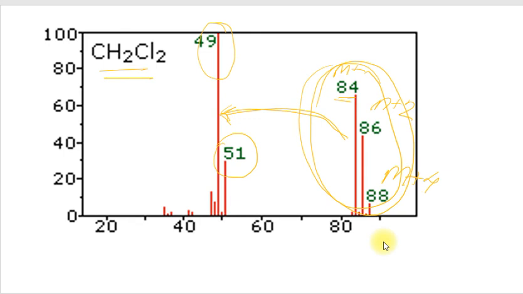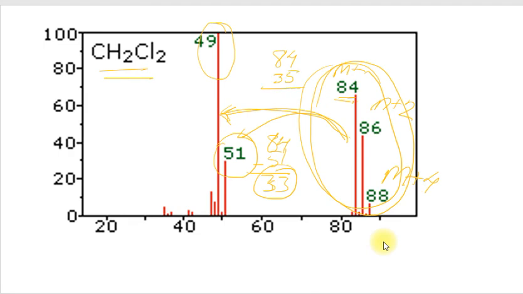Say from 84 to 51. What is the fragment which has been lost? 84 minus 51 is 33, but you don't have a fragment of 33. So that's not it. Then you can take the calculation by subtracting, since you now know the isotopes. So 84 minus 35.